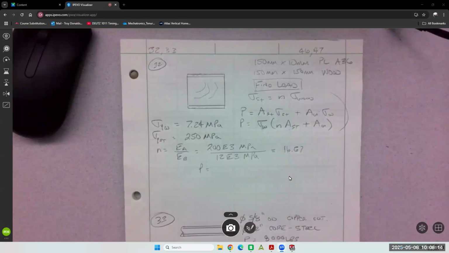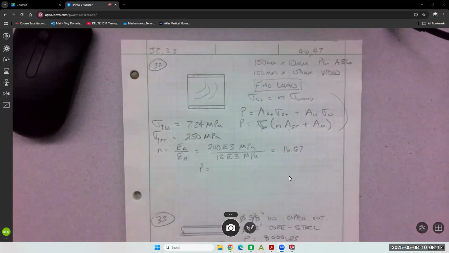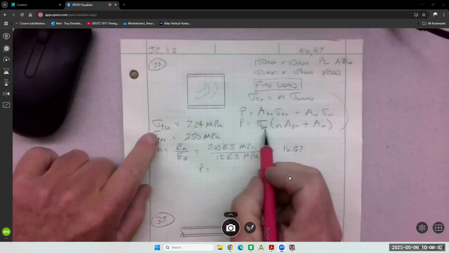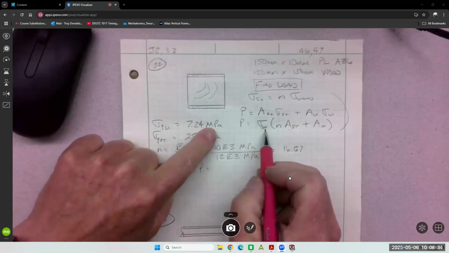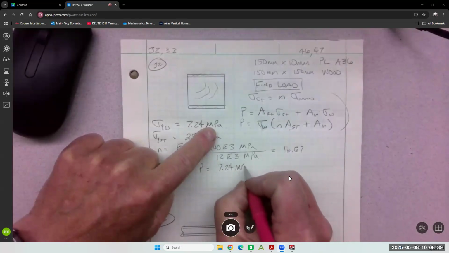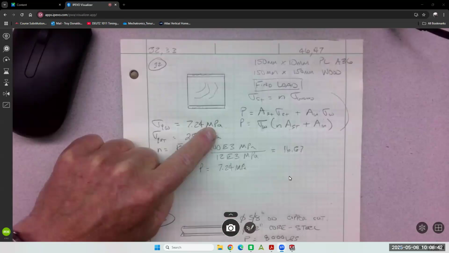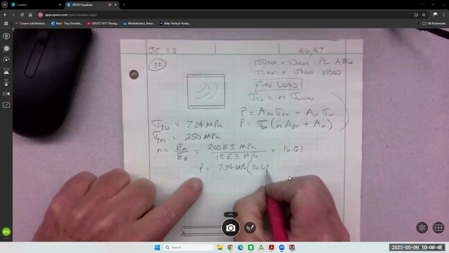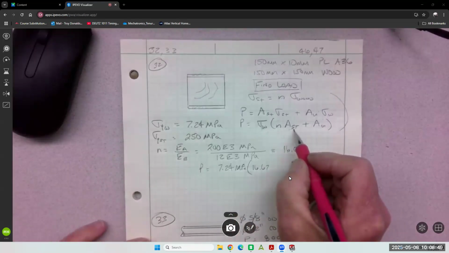It's like if you had a bunch of people holding hands and you're going to pull them apart, and in the middle there's a kid. Clearly, whatever the kid can hold is what the whole chain can hold. So same thing. We put in the limit for the weaker material. The limit for the wood is 7.24 megapascals. So 7.24 megapascals, and then the modular ratio 16.67, area of the steel.